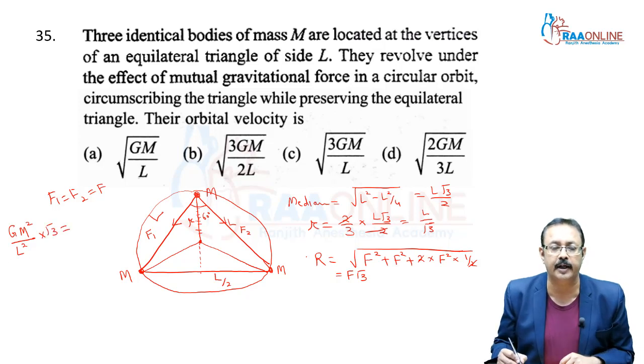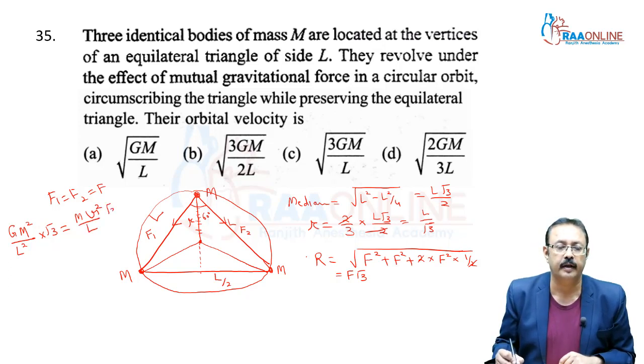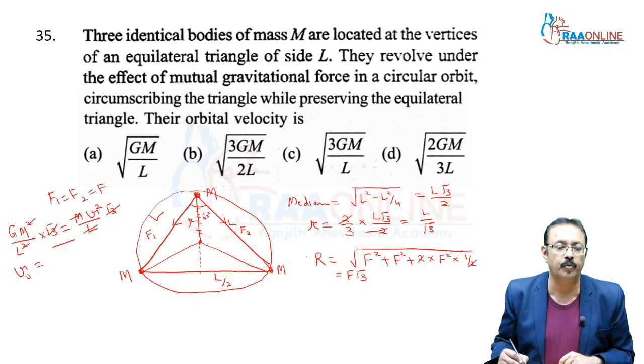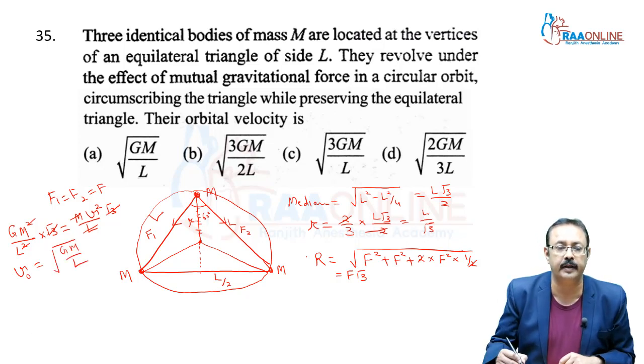It will provide the centripetal force, which should be M V square by R. R is L by root 3. So cancel root 3 with root 3, L with L, M with M. So what we are getting? Orbital speed root G m by L. So going with option A.